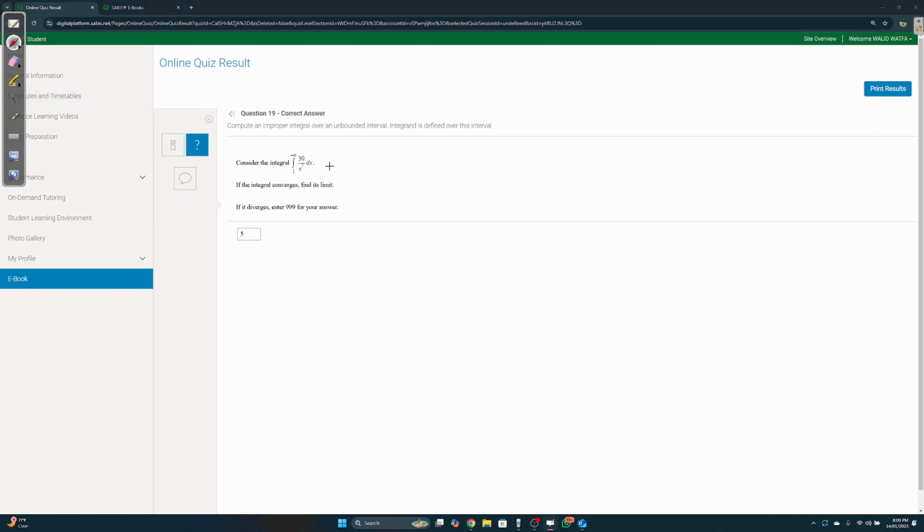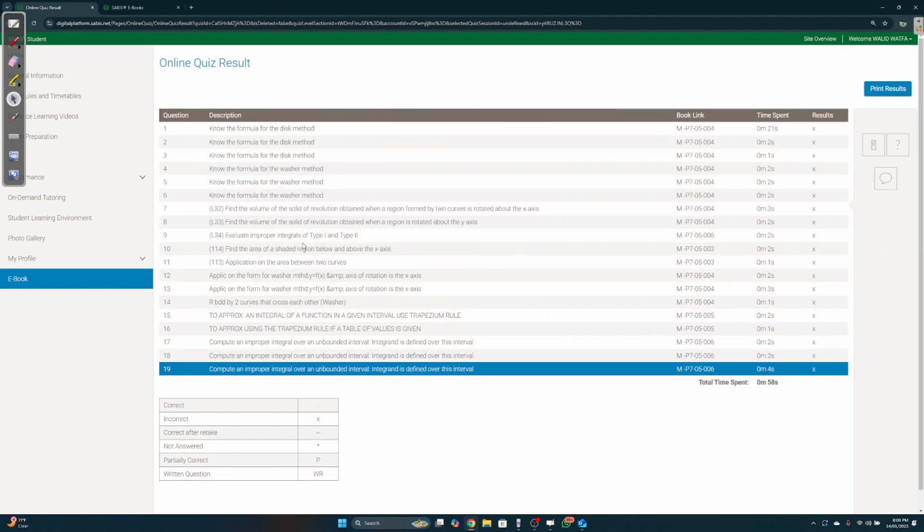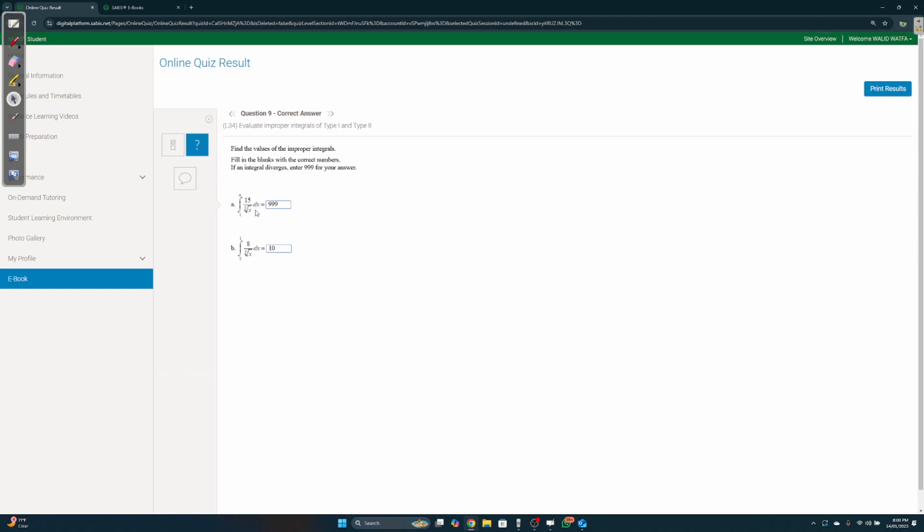Question 19. Consider the integral again. If the integral converges, find its limit. If it diverges, like we did earlier, if you get infinity in your answer, that means it diverges and you enter 999.